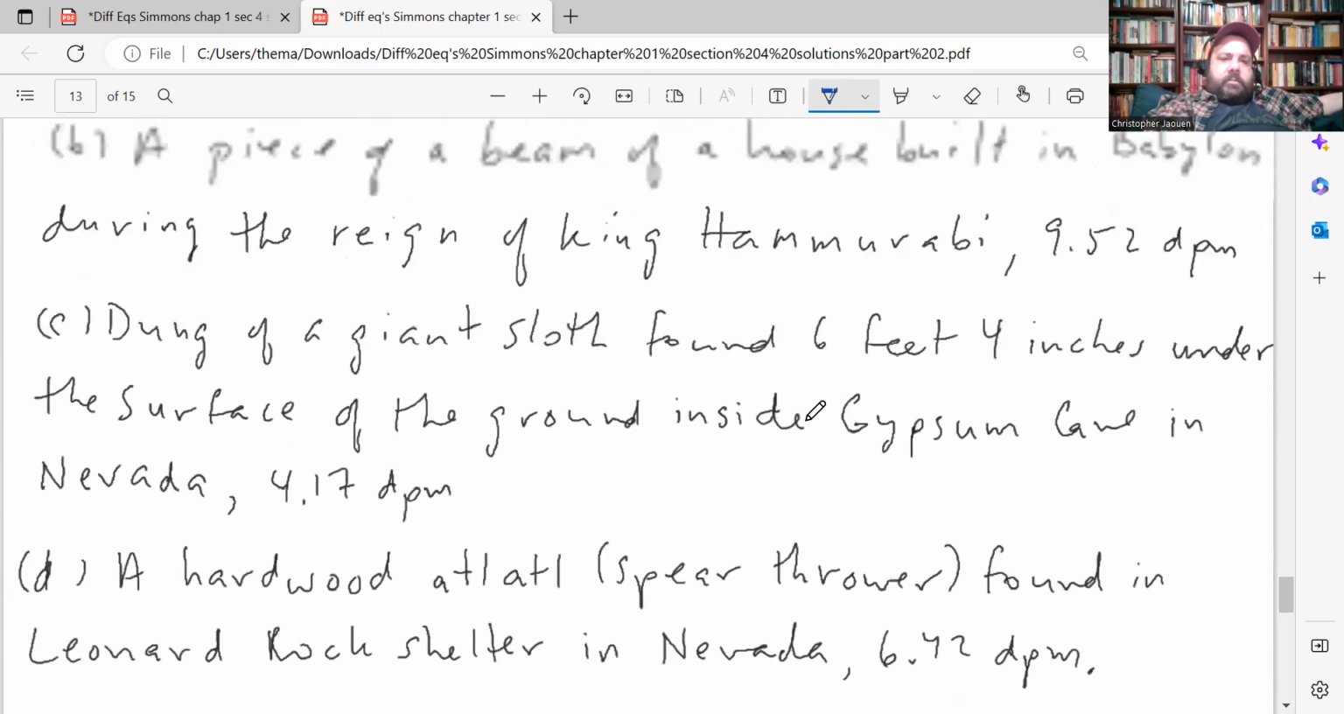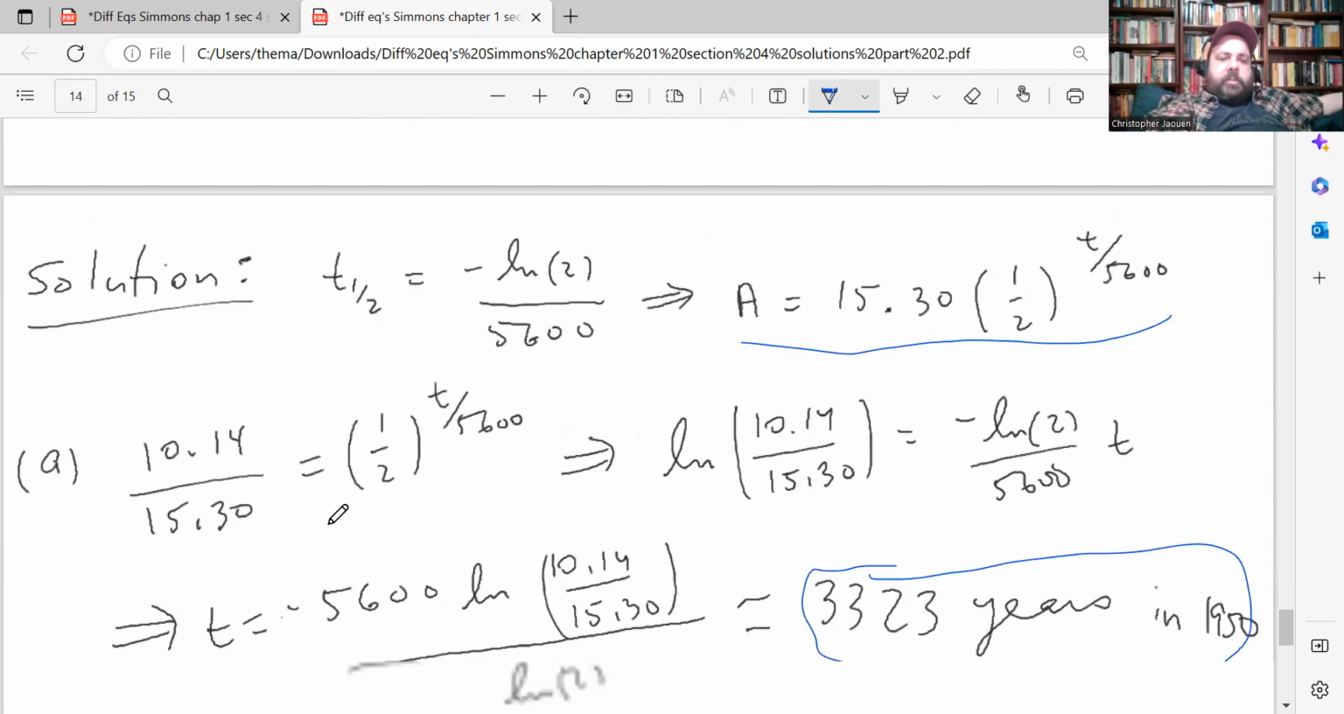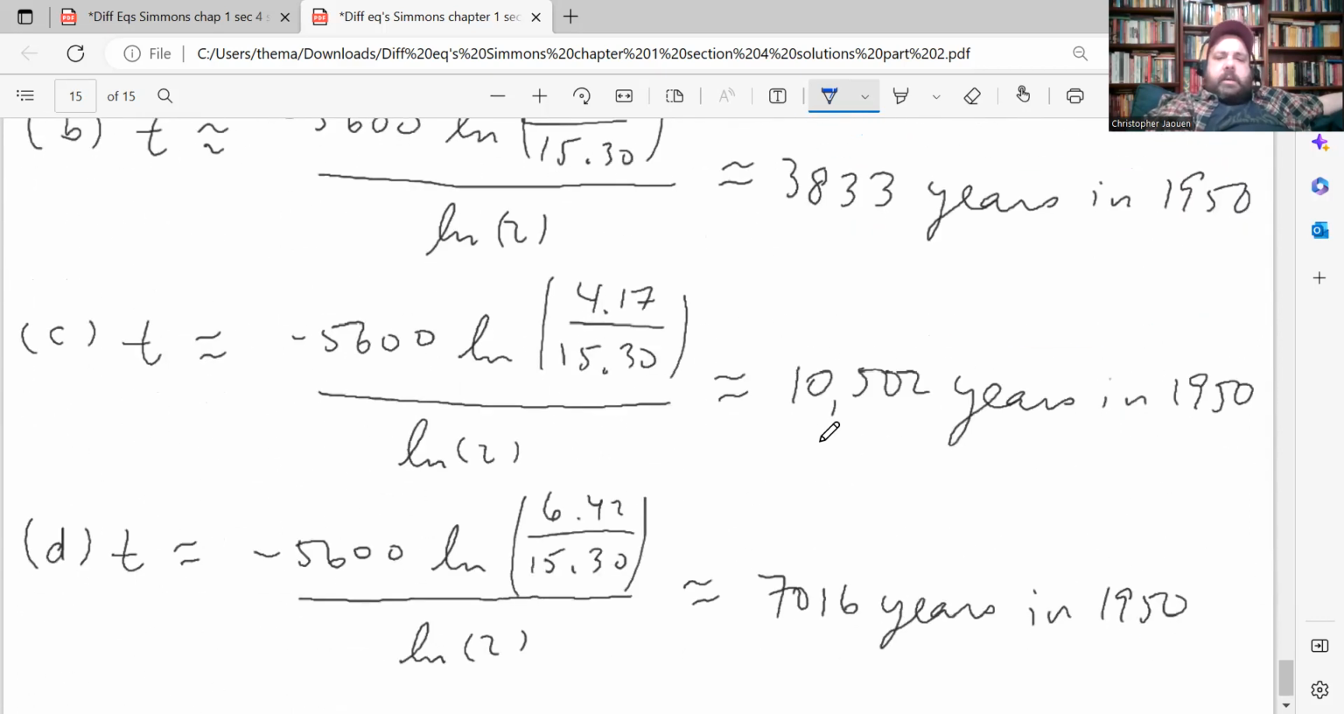Part C, dung of a giant sloth found 6 feet 4 inches under the surface of the ground inside Gypsum Cave in Nevada, and that was found to have 4.17 disintegrations per minute. Plugging that in, we find that that happened around 10,502 years before 1950.